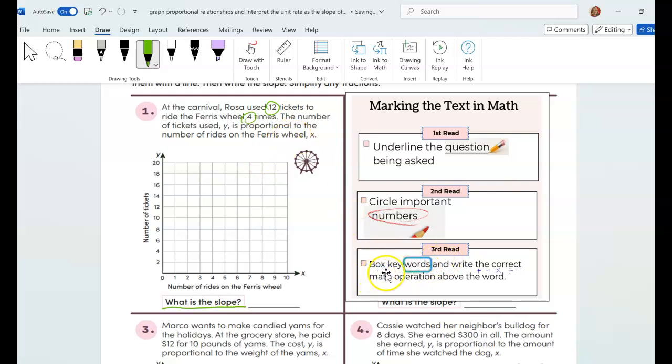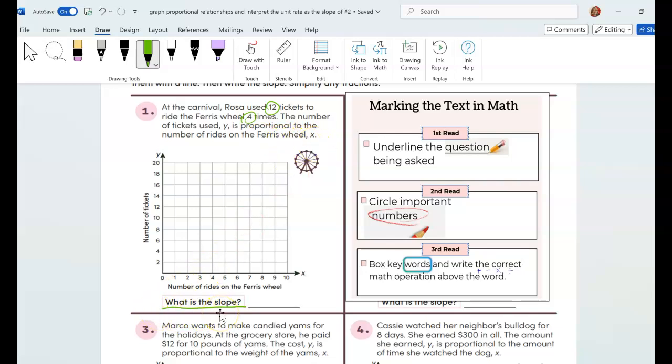Third read, box keywords and write the correct math operation above the word. And that's where the question comes in. We're wanting to find the slope. Remember how we find the slope? Right. Let's do our third read. At the carnival, Rosa used 12 tickets to ride the Ferris wheel 4 times. The number of tickets used, Y, is proportional to the number of rides on the Ferris wheel, X.